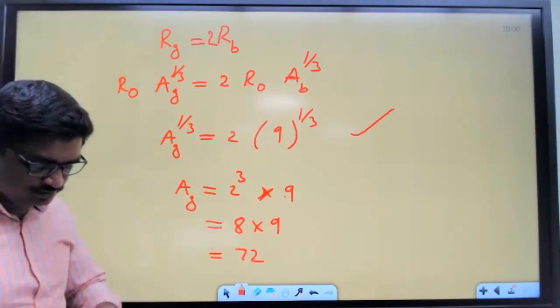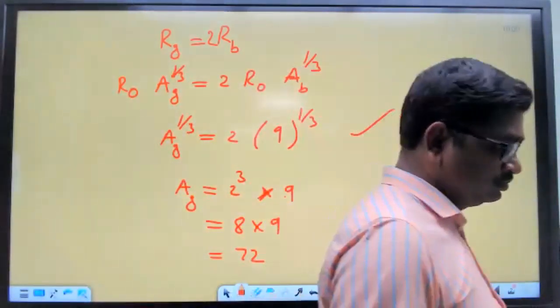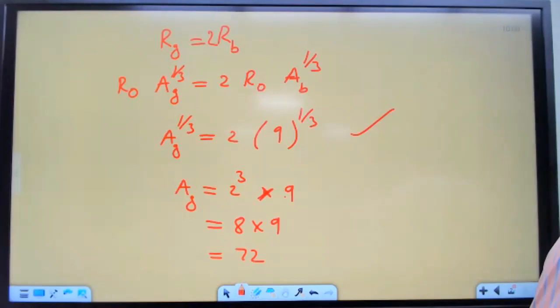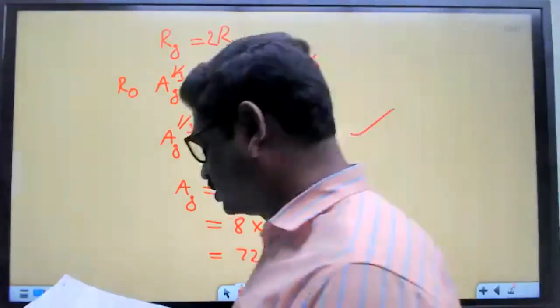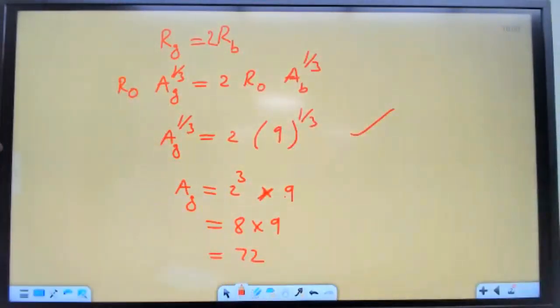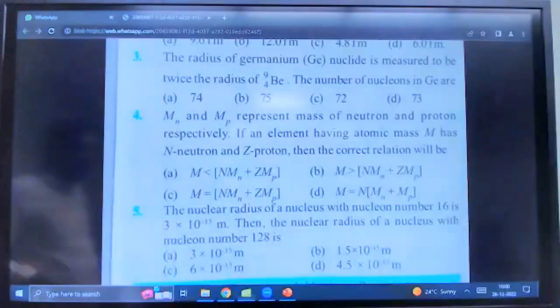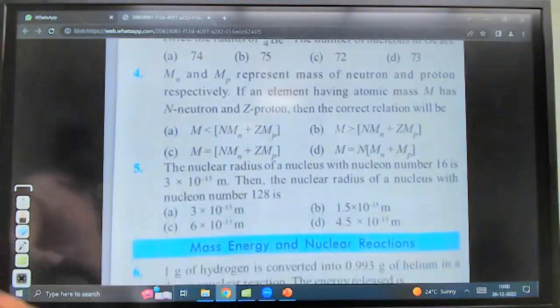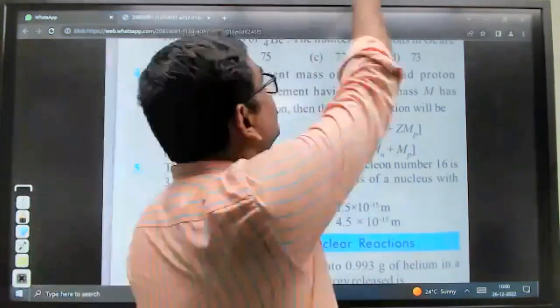Question number 4. Mn and Mp are the mass of neutron and mass of proton respectively. Then, if an element having atomic mass capital M has n number of neutrons and Z number of protons, then the correct relation is. Next, question number 4. Try to solve question number 4.